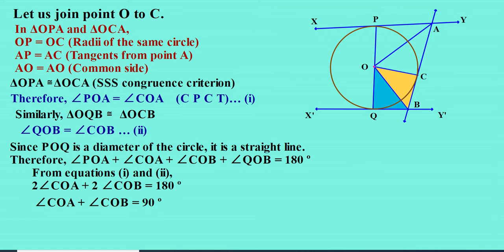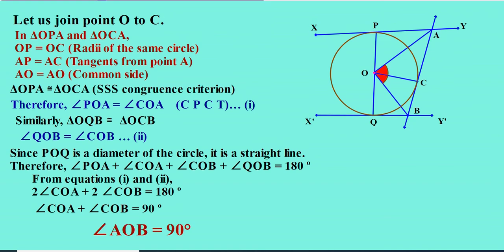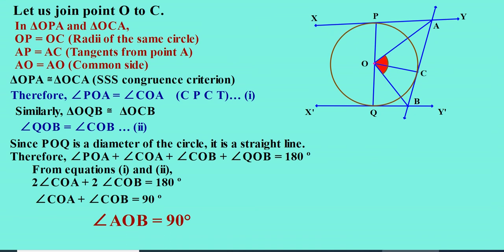Now look at the figure. What is angle COA and COB? COA plus COB, it is equal to angle AOB. So we can write angle AOB is equal to 90 degree.